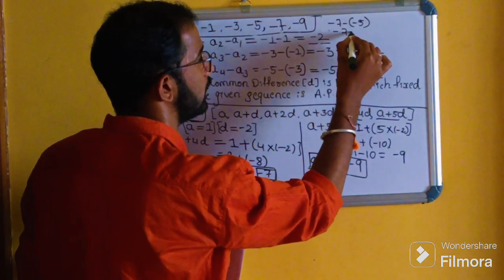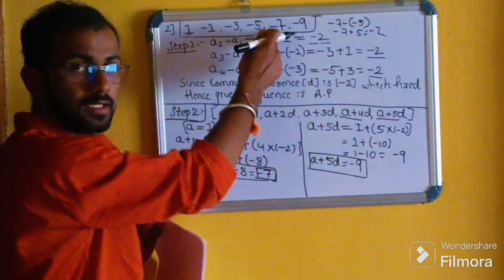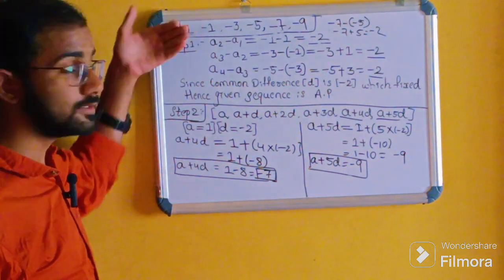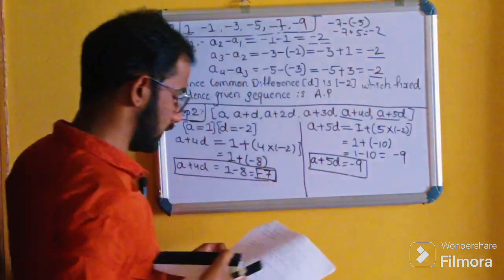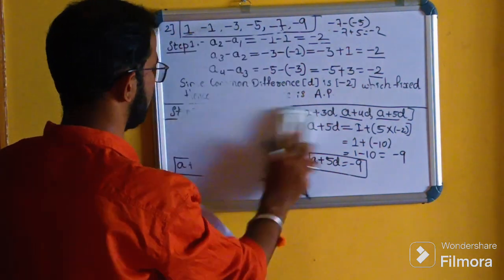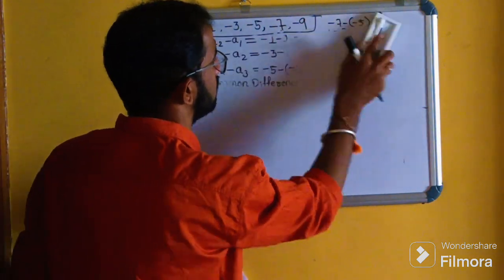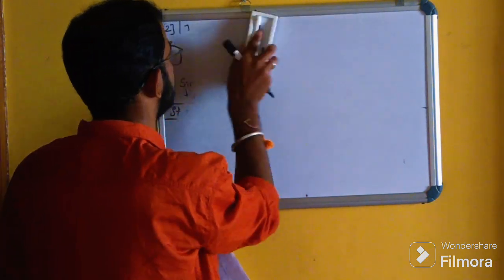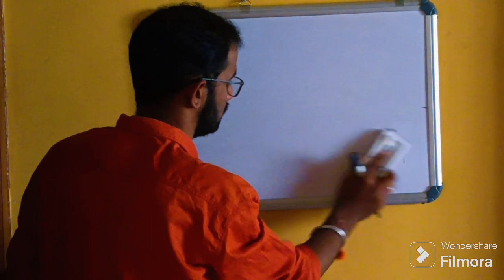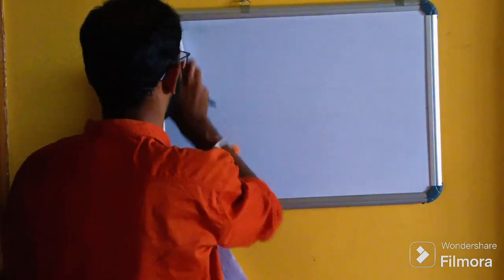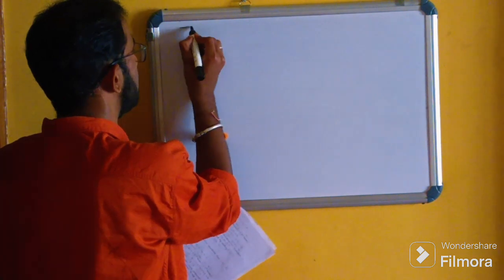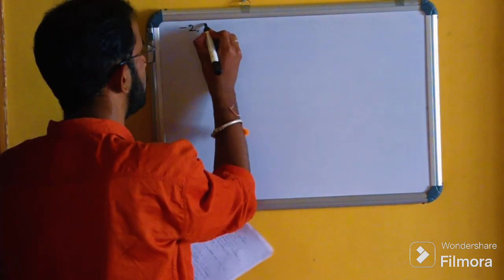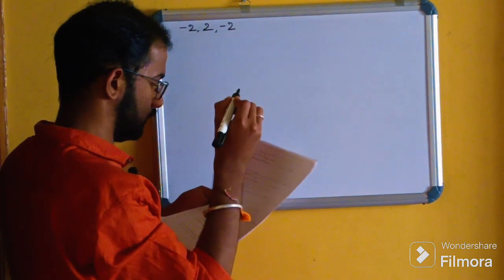The third question given is minus 2, 2, minus 2, minus 2. So this is the given sequence. Before we start, we have to check whether the given list of numbers forms an arithmetic progression or not. Here is A1, here A2, this is A3, this is A4, this is A5.